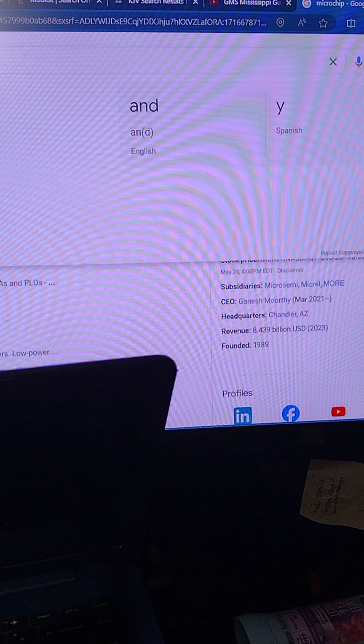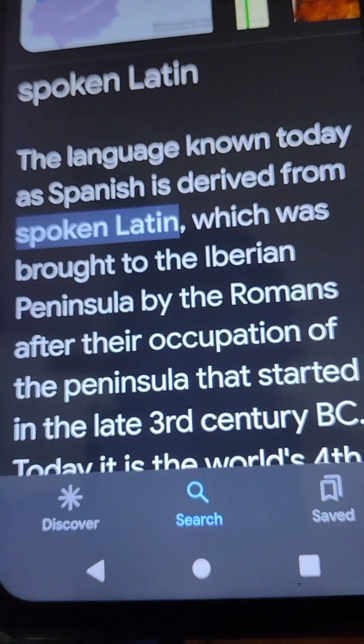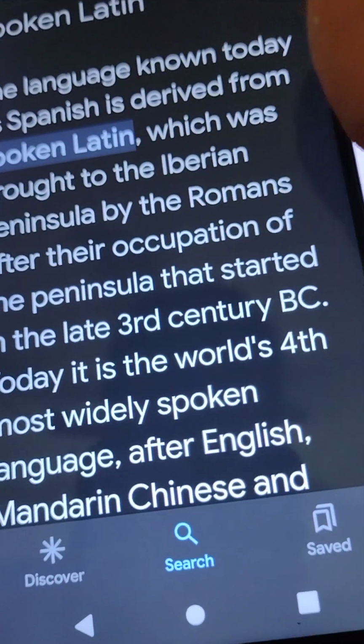And like I said, Spanish. If you look, let me say it. What is the Spanish language derived from?